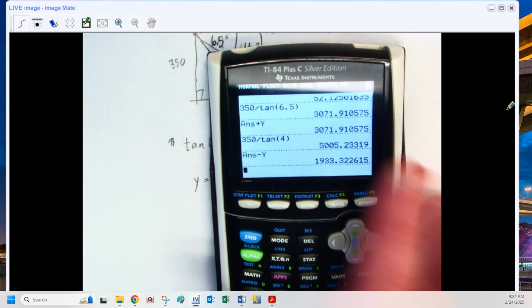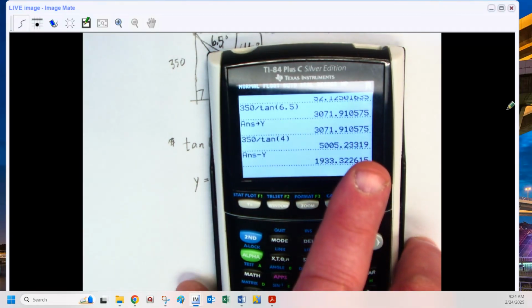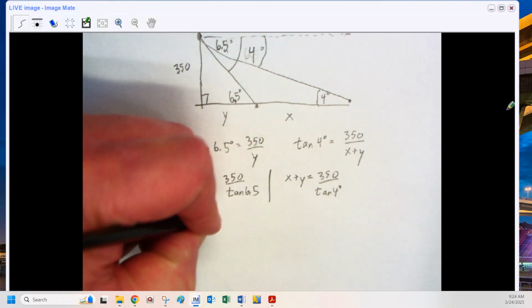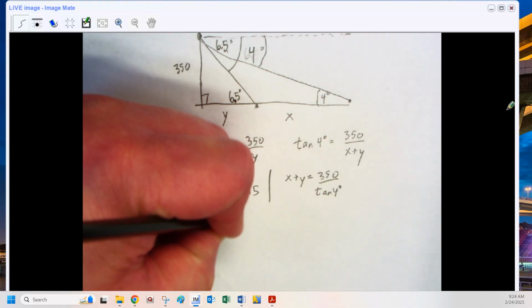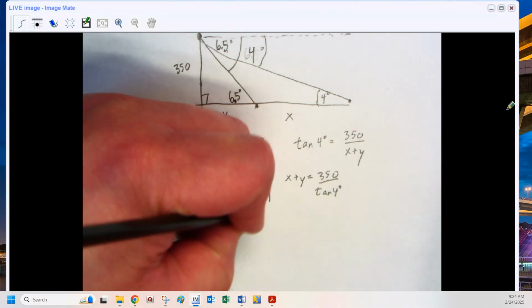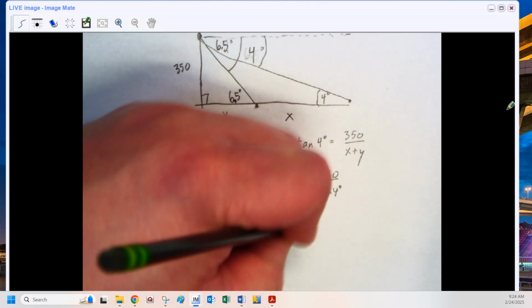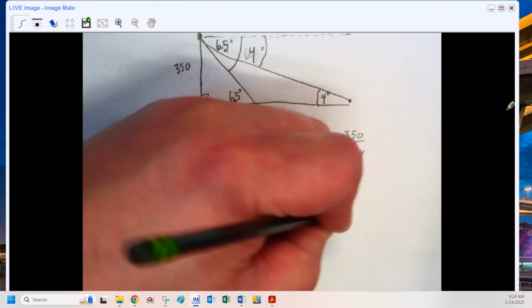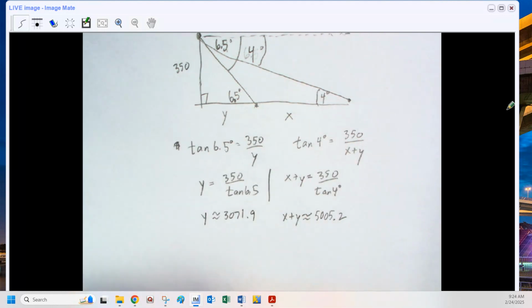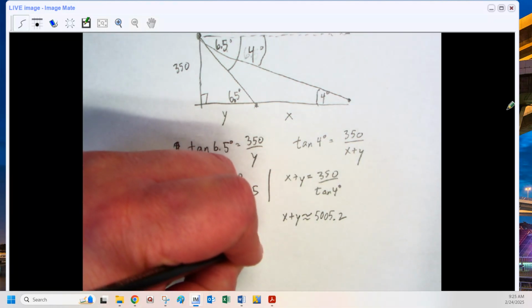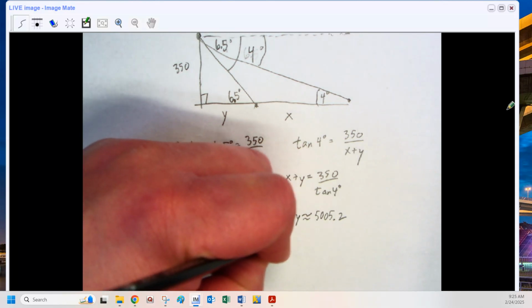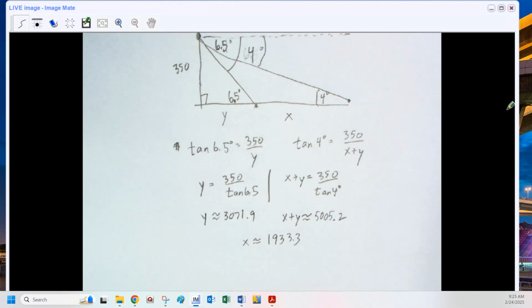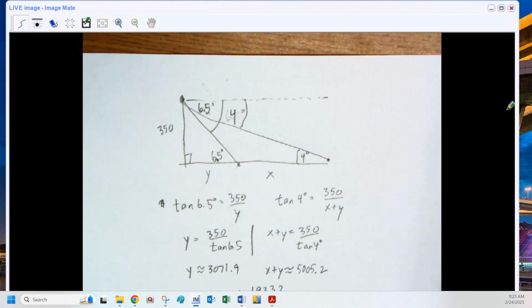And so our answer here is 1933.322. So maybe I'll write down some numbers here. y was about 3,071.9. x plus y was about 5,005.2, and so that means that x is about 1,933.3 feet. All right, so that was that question in the textbook.